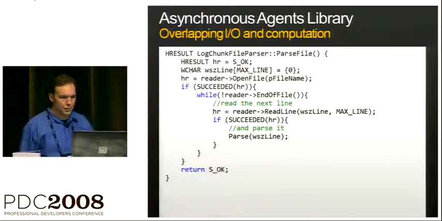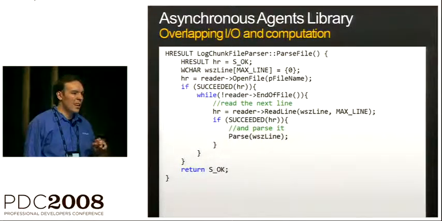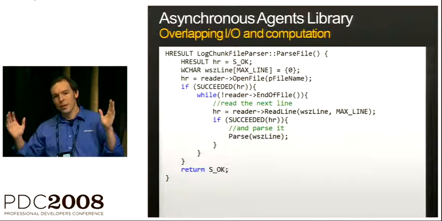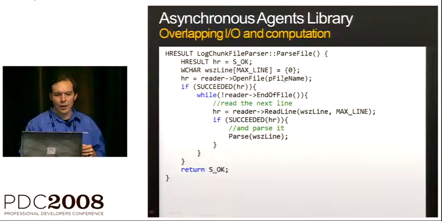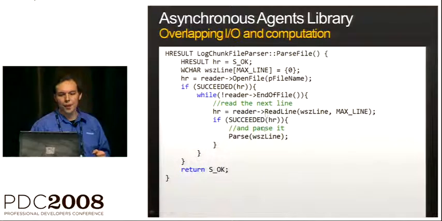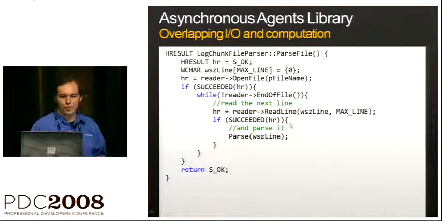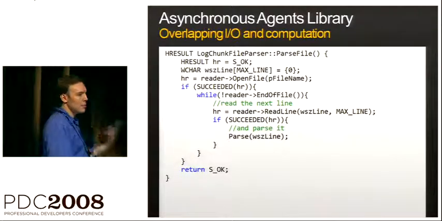So here's an example. Very, very simple. This is a file parser, right? I'm going to read a file line by line, while I'm not at the end of the file. And then I'm going to parse that line. The current line is called WSC line, and then I'm just going to parse it.